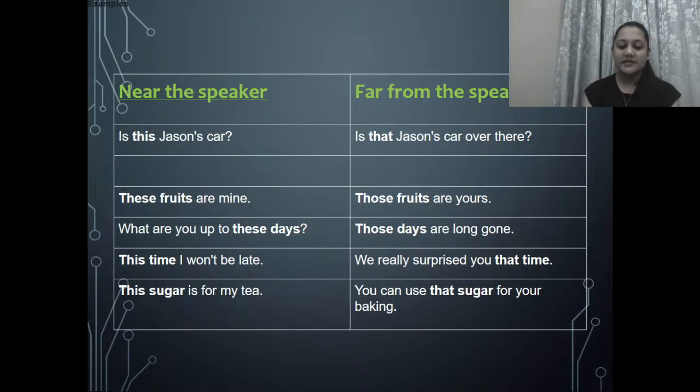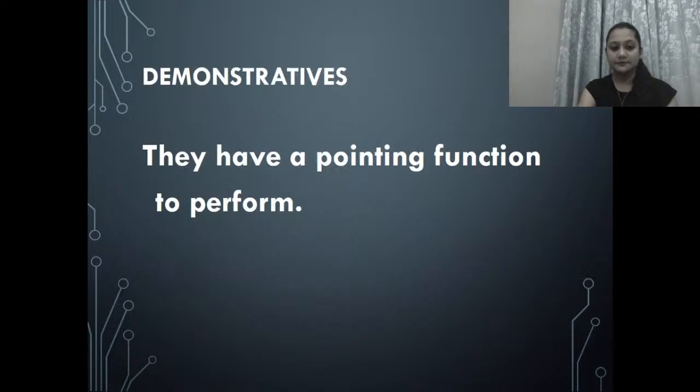Here, for example, there's a whole box or a whole packet of sugar lying on the shelf of the kitchen. You are telling somebody that I have already bought a packet of sugar for you, and that is lying on the top shelf of the cupboard. So what did we do? We are talking about something far from us. Are we clear? "You can use that sugar for your baking."